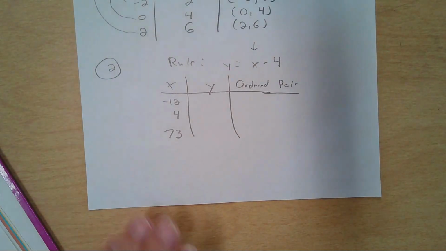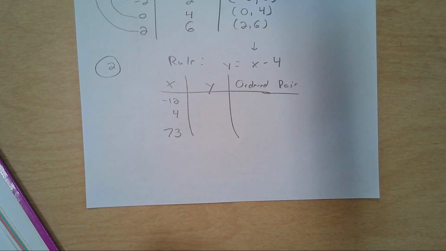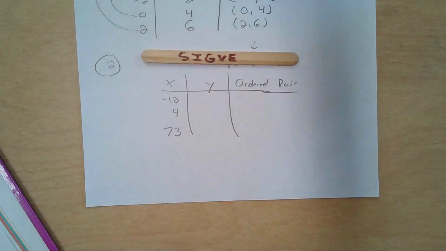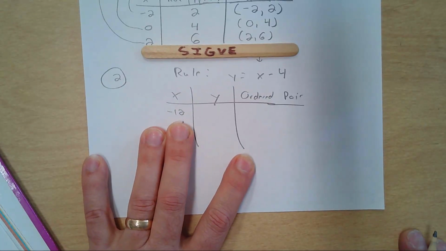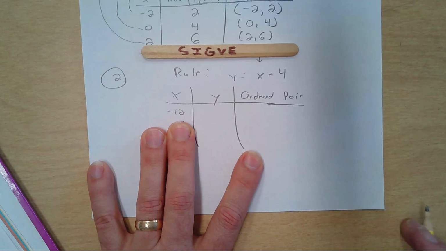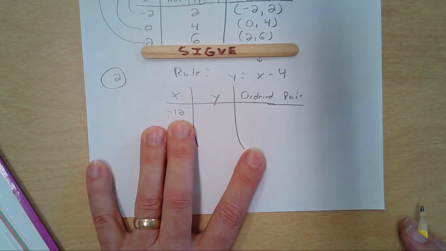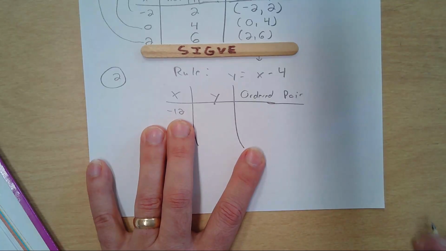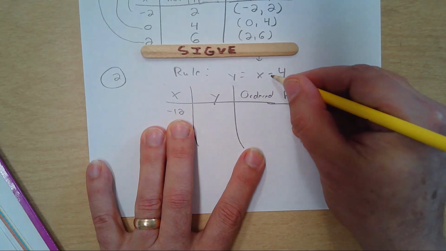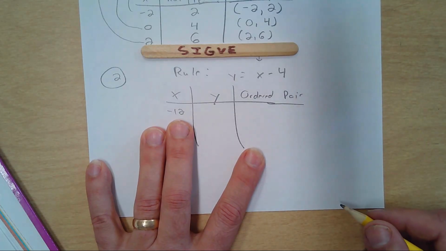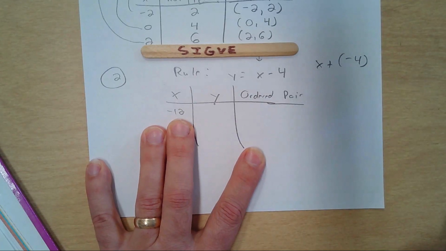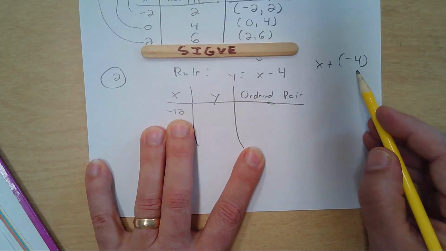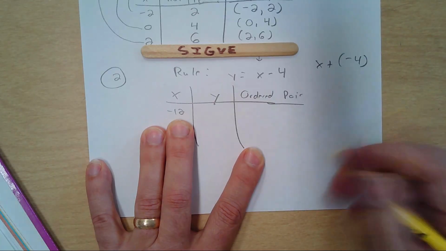Okay, we all got it? All right, so first up, x is negative 12. What's my y value? Negative 16. Negative 12 plus a negative 4. Rewrite as an addition problem. This is the same as that. And now I can use that because I can tell the signs are the same. Add the values here. Negative 16.